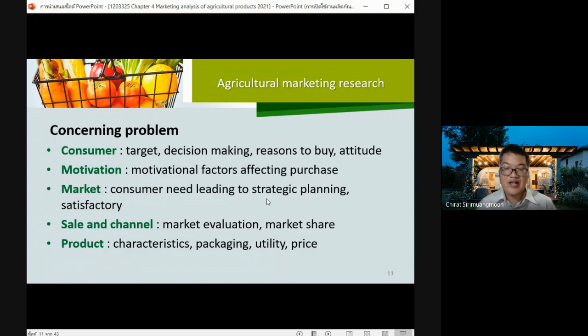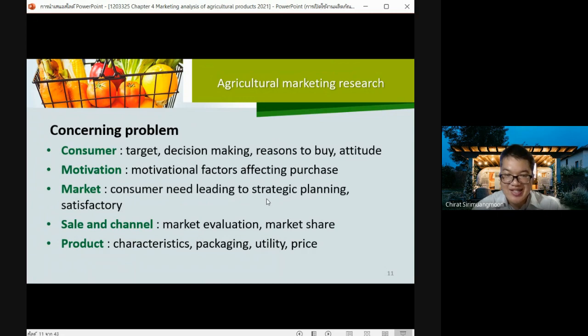And the last one, the product concern. In this case, you're going to concern about the characteristics like look, smell, taste, and flavor of the products. And also the packaging, like what you need to present to them. Especially for agricultural products, sometimes you need to present environmental friendliness. So you might need to create a color that is attractive to the customer and makes them feel like this is good for the earth. So you might use an earth tone, you might use craft paper like this.